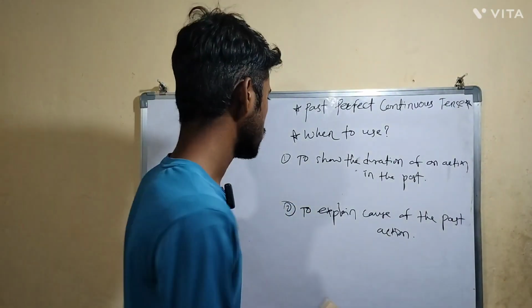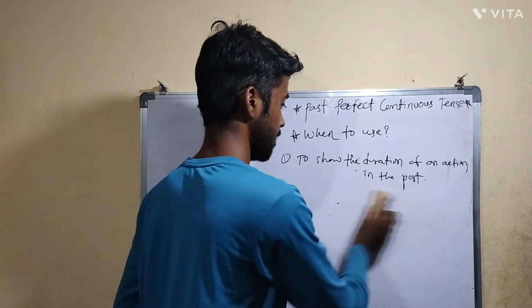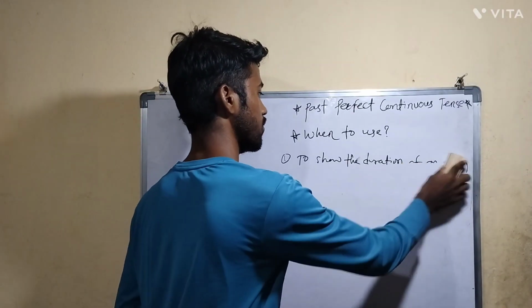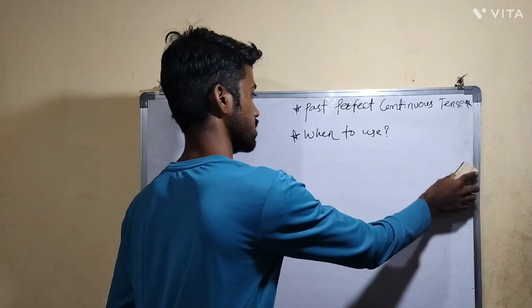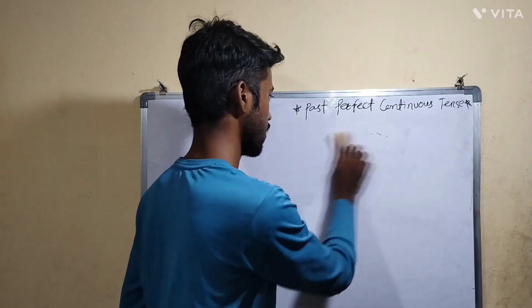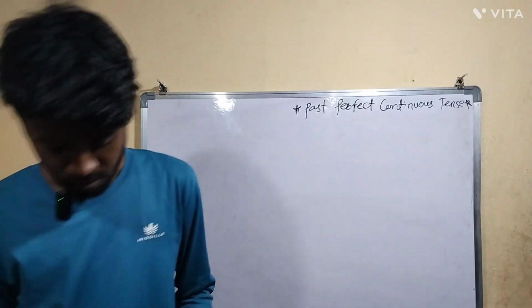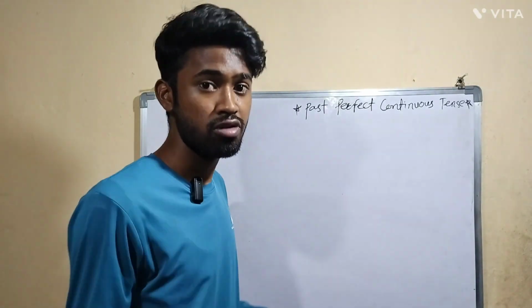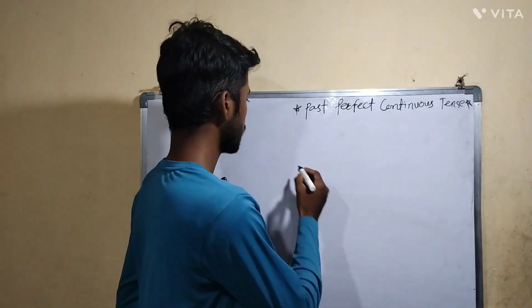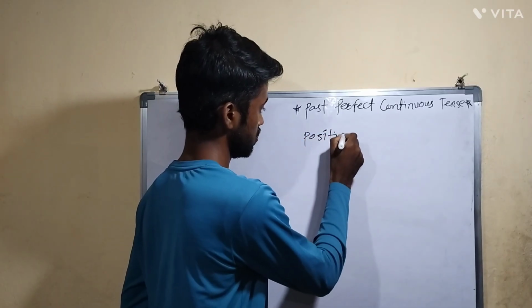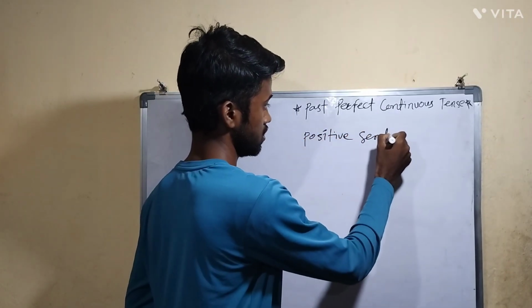Now let's see the positive structure. It is easy. There are only two helping verbs here, that is had been. For all the subjects we have to use the same helping verbs here. So, positive sentences.